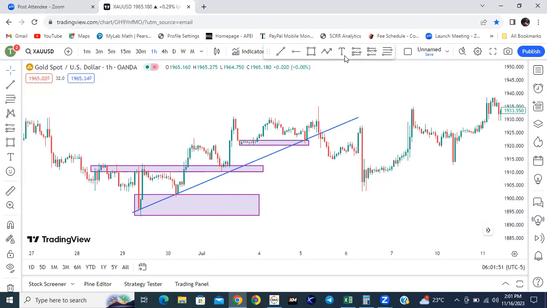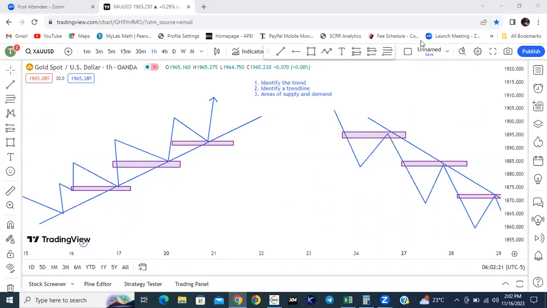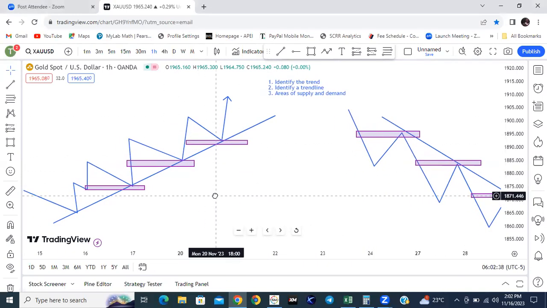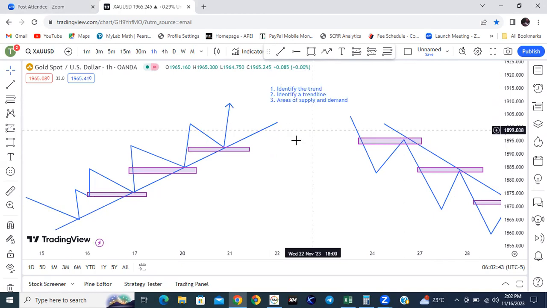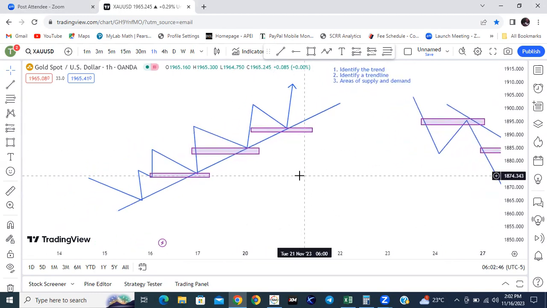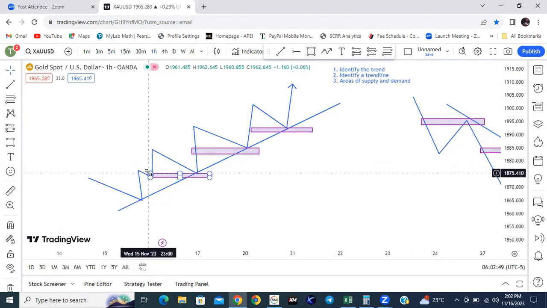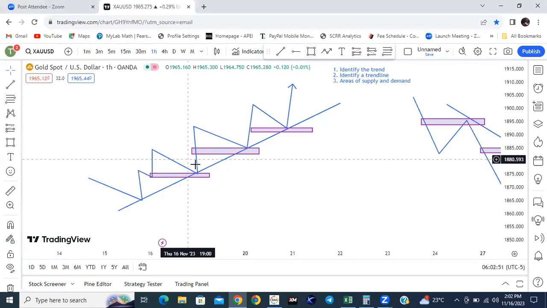Let me repeat the rules. The rules of the game: number 1 is to identify the trend. Once you have identified the trend, then you are able to locate the trend line. Once you locate the trend line, you're able to look for areas of supply or demand depending on the trend. If it's an uptrend, you'll be looking for areas of demand, and then you wait for the price to come back. It has to retest the trend line and also test this area of demand.